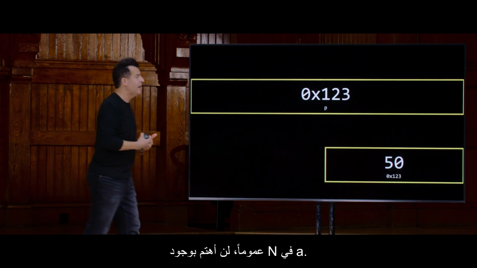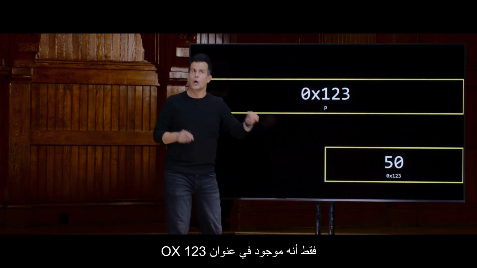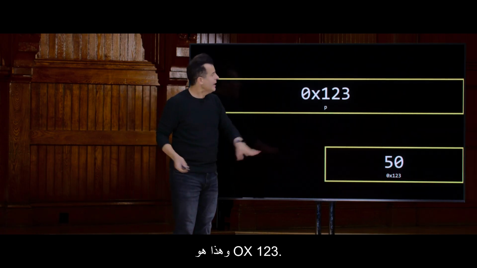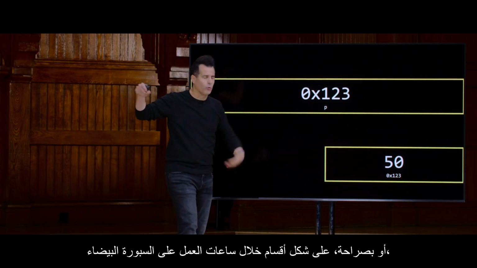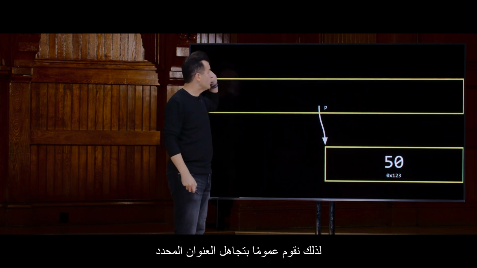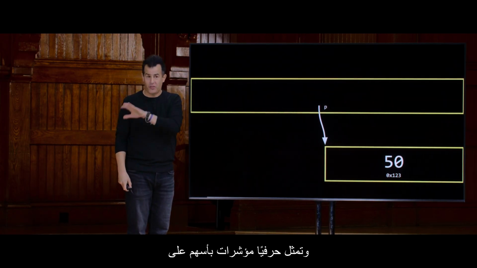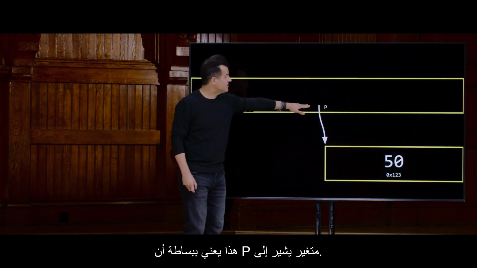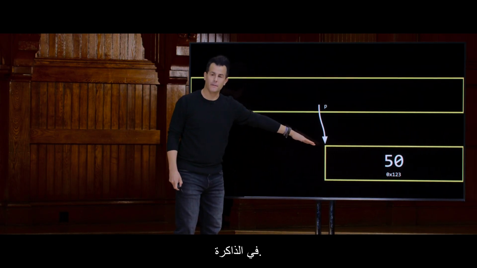And frankly, generally, I am not going to care that N is at address 0x123, just that it is at an address that happens to be 0x123. And so the way a programmer or computer scientist, when talking about design on a whiteboard, or frankly in sections and office hours, we rarely care what the actual addresses are. So we generally abstract the specific address away and literally represent pointers with arrows on the screen or on the whiteboard or the like. This just means that P is a variable that points to the number 50 in memory.